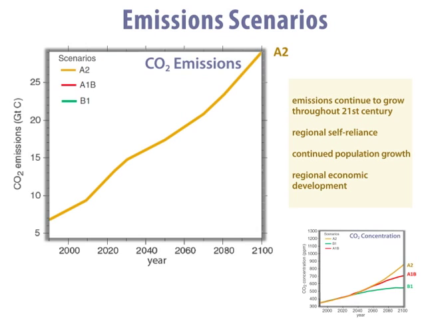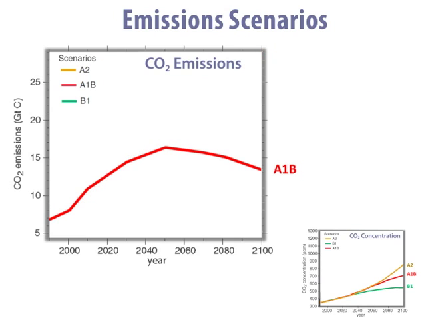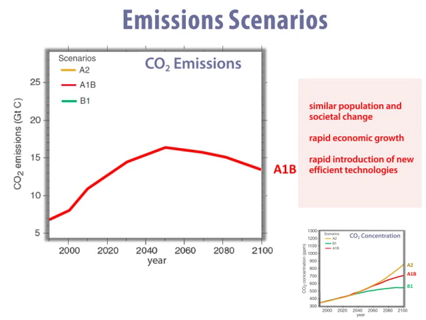The A2 scenario describes a heterogeneous world with regional self-reliance and preservation of local identities, continued population growth throughout the century, and economic development that is primarily regionally oriented. In A1b, the red curve, we see that emissions peak at about 2050 and then begin to decline. The A1b scenario envisions similar population and societal change, but with rapid economic growth and rapid introduction of new and more efficient technologies.